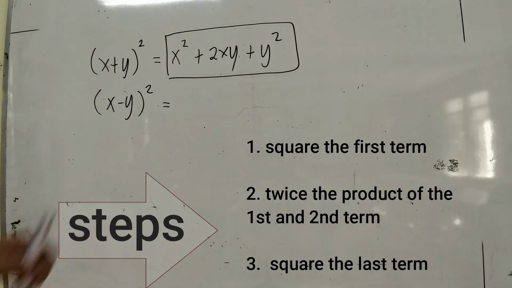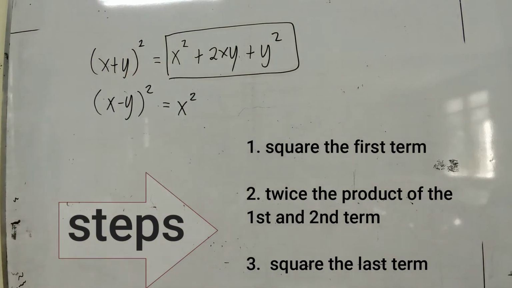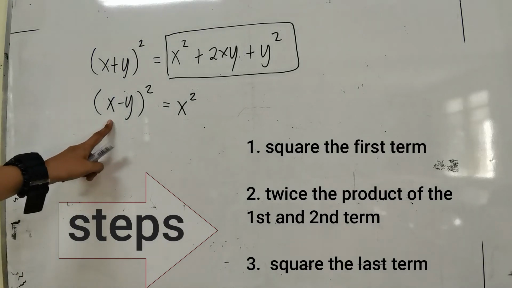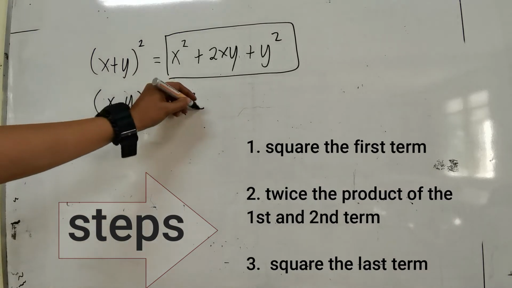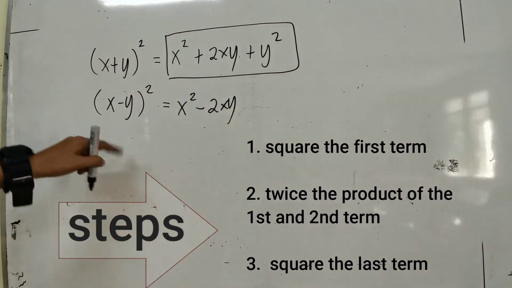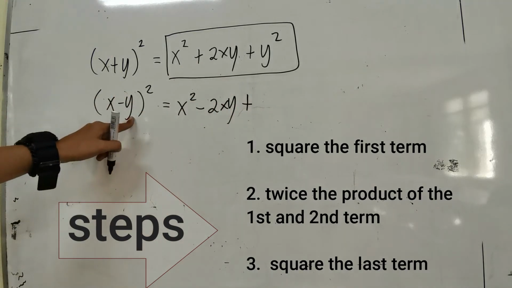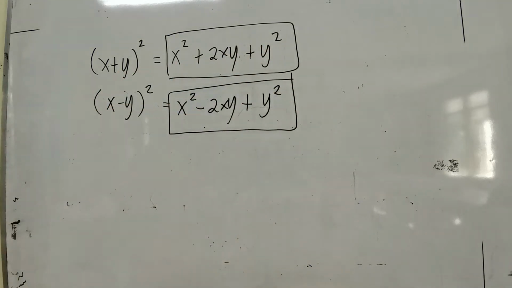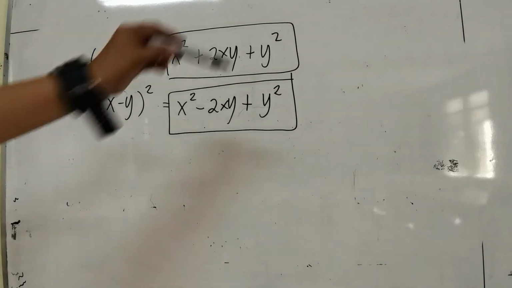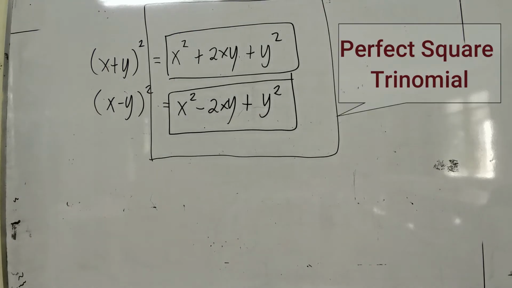Then for our x minus y, we have x squared. Then the product of x and negative y is negative xy times 2 or negative 2xy. Then, square of the last term, we have negative y times negative y or positive y squared. So, etong dalawang to, eto ngayon yung tinatawag natin na perfect square trinomial.